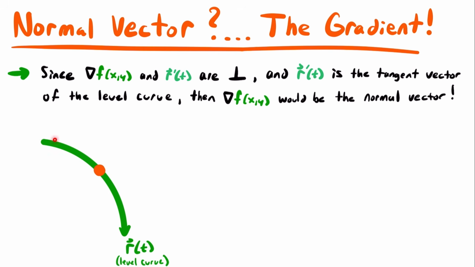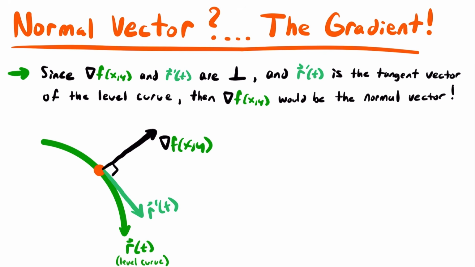And so if we were to look at a level curve, or at least a part of it, remember that we are representing a level curve with a vector function r of t, and we consider a particular point on that level curve, then the tangent vector would look something like this, right? This would be r prime of t, that's the tangent vector, and then the gradient vector, which would be perpendicular to that tangent vector, would look something like this. It would make a right angle with that tangent vector, meaning that the gradient vector, del f of x y, is the normal vector to that point on the level curve.